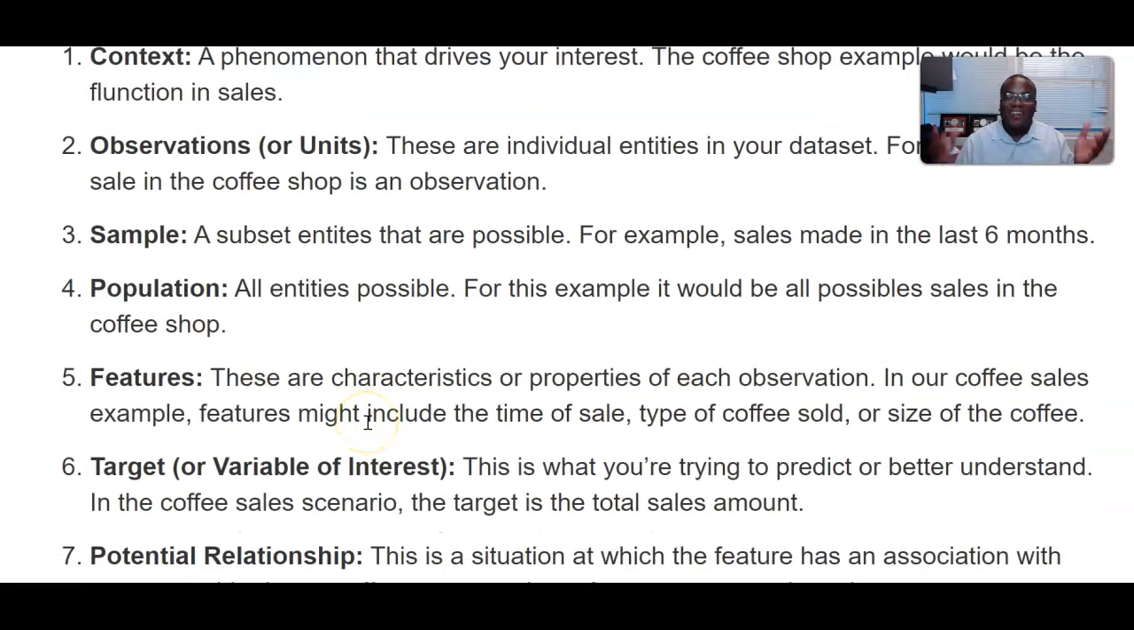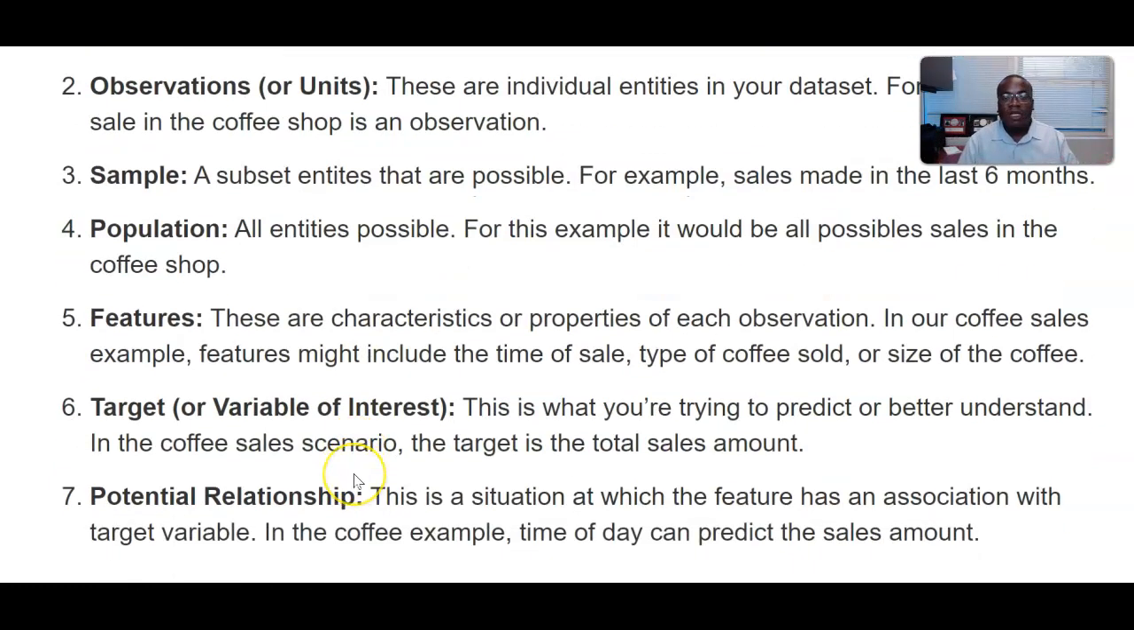Let's talk about it now. How much money was made is the target variable. That's the variable that we're after. That's the variable that we're just trying to understand. And so potential relationships could be: how does the time of day affect the sales? How does the size of coffee affect the sales? Do they buy pastries? Does that affect the sales? All these types of features could have an impact on the target.